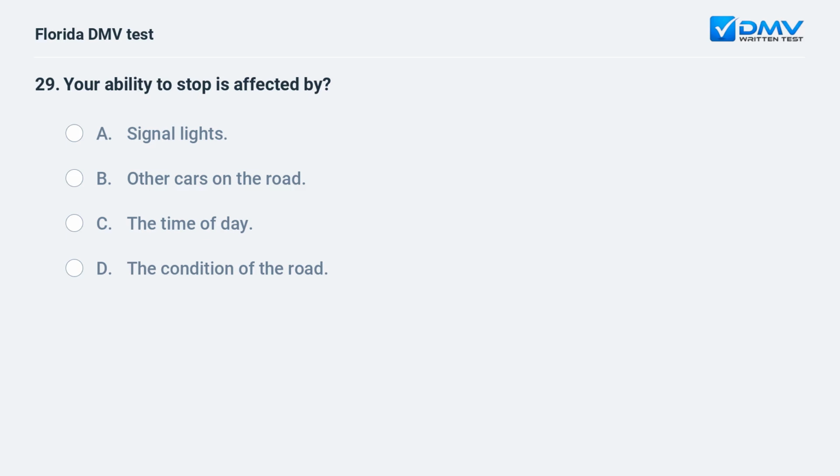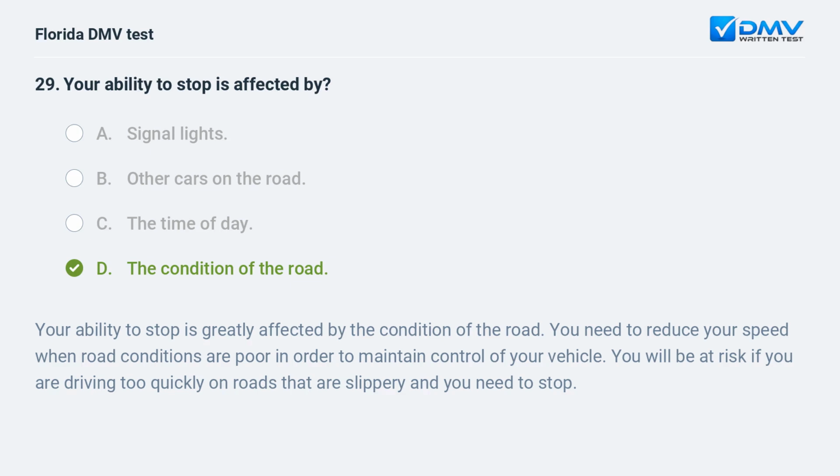Your ability to stop is affected by A. Signal lights. B. Other cars on the road. C. The time of day. D. The condition of the road. Your ability to stop is greatly affected by the condition of the road. You need to reduce your speed when road conditions are poor in order to maintain control of your vehicle. You will be at risk if you are driving too quickly on roads that are slippery and you need to stop.